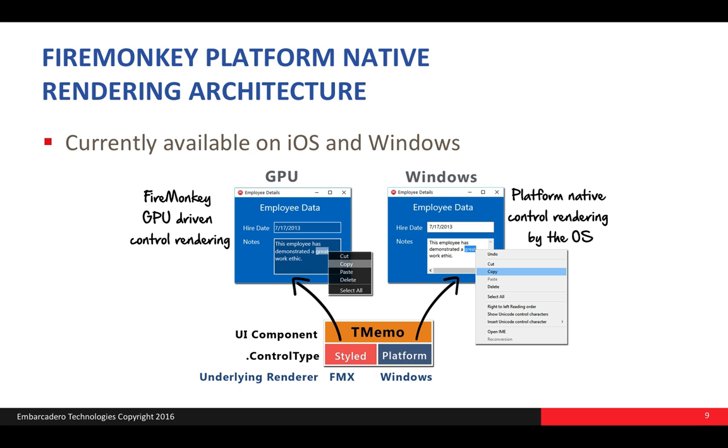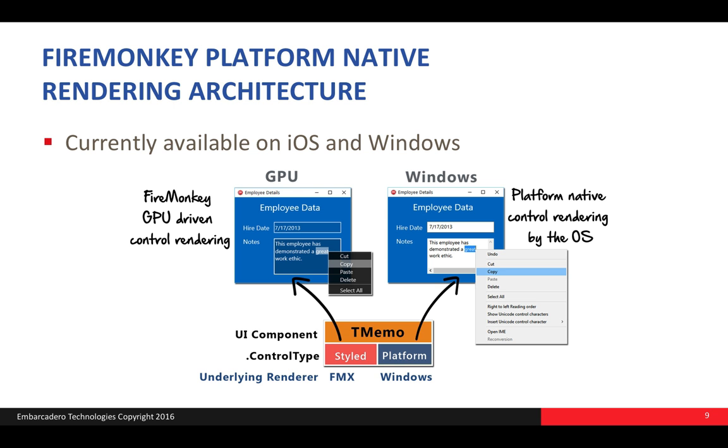The control type allows you to specify whether you're going to use FireMonkey's GPU-driven control rendering, which allows you to easily add things like glow effects to your controls for added usability, or if you'd rather use the platform controls on Windows and iOS. Now, choosing a control type of platform will use the platform control if it's available. If not, it will default to the styled control. This allows you to have a single code base that's developed that works seamlessly across different platforms.